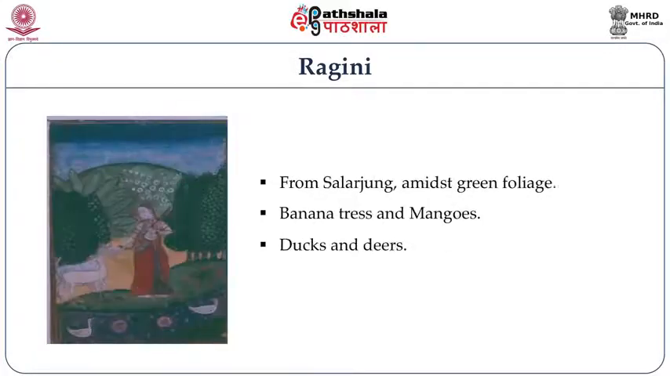And another interesting painting is of a Ragini who is again surrounded by ducks and deers. There are banana trees. You can see the mango blossoming. There is a lot of green foliage which is surrounding this Ragini.